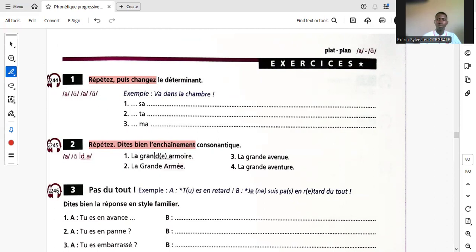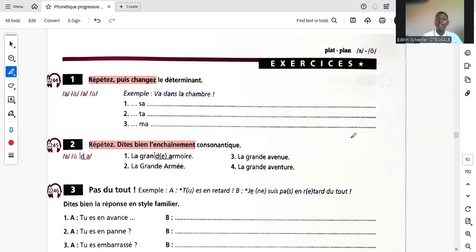Là, non. Okay, that's the sound. Exercice 1. Okay. Exemple. Va dans la chambre. Va dans la chambre. Ça. Va dans sa chambre. Va dans sa chambre. Va dans sa chambre. 2. Ta. Va dans ta chambre. Va dans ta chambre. 3. Ma. Va. Va dans ma chambre. Va dans ma chambre.